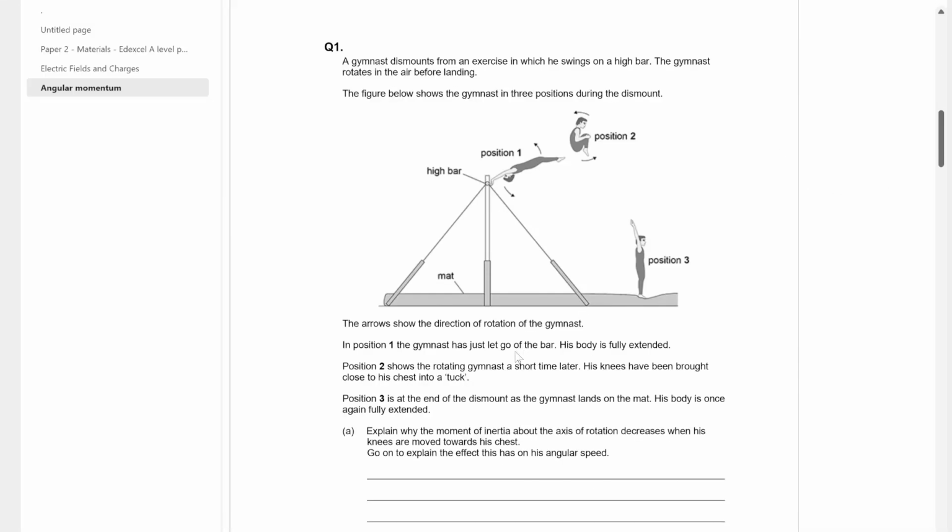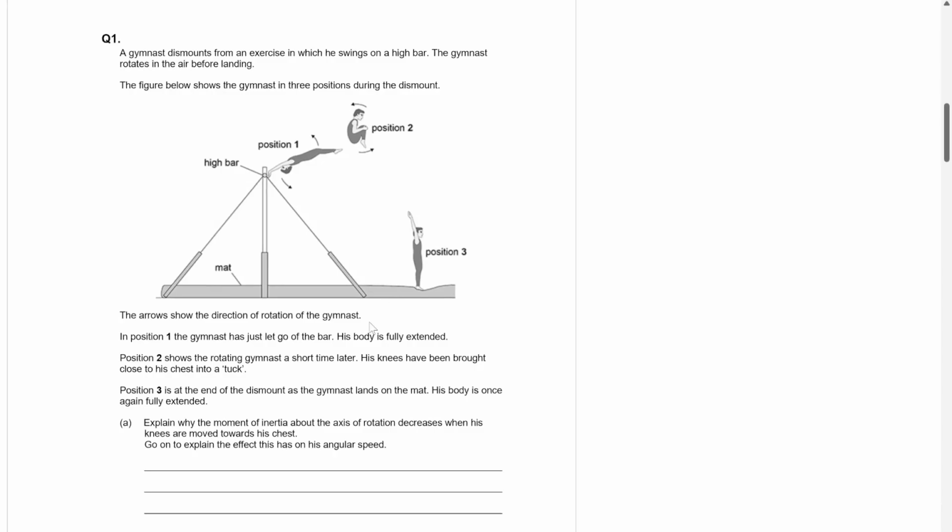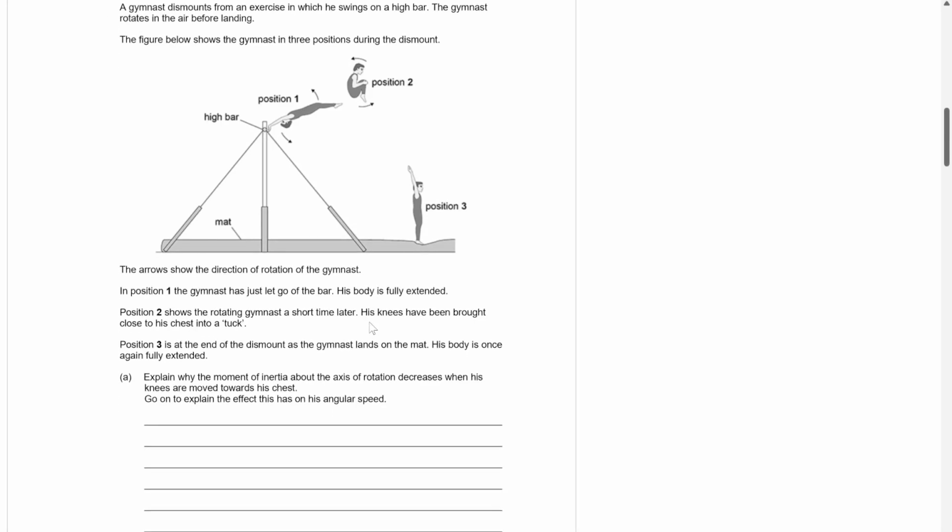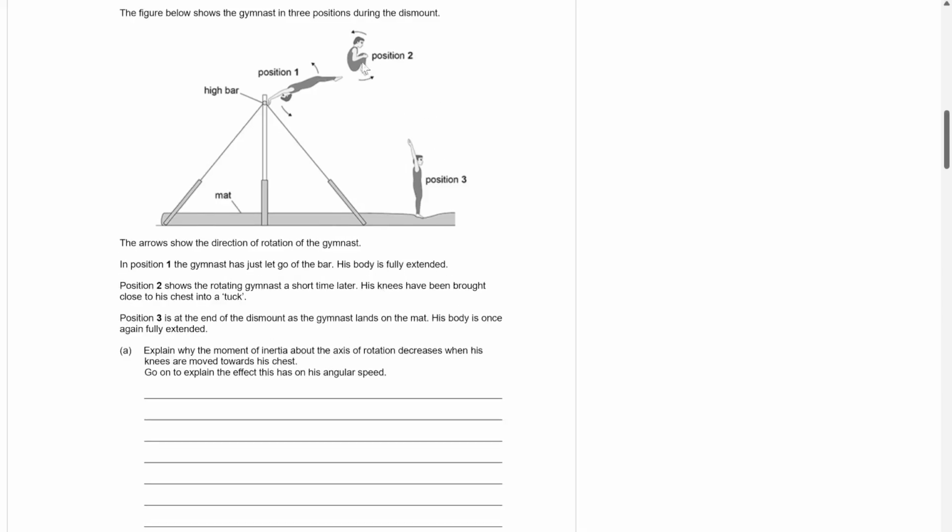All right, so question number 1: you have a gymnast that dismounts from an exercise in which he swings on a high bar. The gymnast rotates in air before landing. In position 1, the gymnast has let go of the bar and his body is fully extended. Position 2 shows the rotating gymnast after letting go of the bar. His knees have been brought closer to his chest into a tuck.